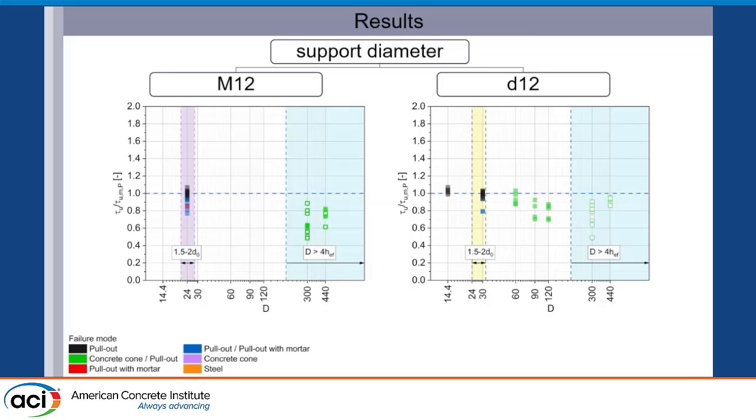Exactly, and then we can say that for D12 as well as for M12, we have a curious behavior for unconfined tests. As you can see here, we have a larger scatter at 300 millimeters, and a smaller scatter and higher ratio for 440 millimeters.